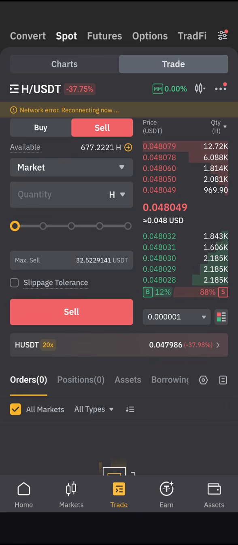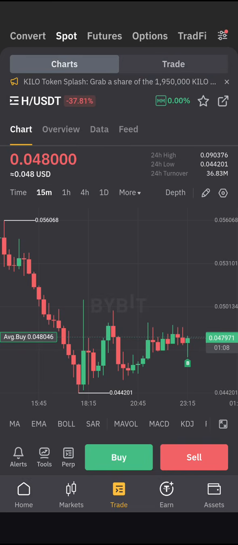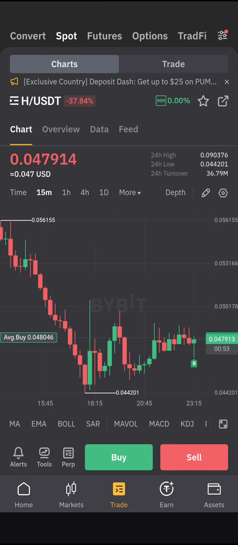But one thing you must understand is that in trading, if you lose, always be patient. It will definitely return to where you bought, and you can sell for profit. So you must always be patient. In this very place, you can see the average buy, the price at which I bought this coin, which was 0.04846. That is it.